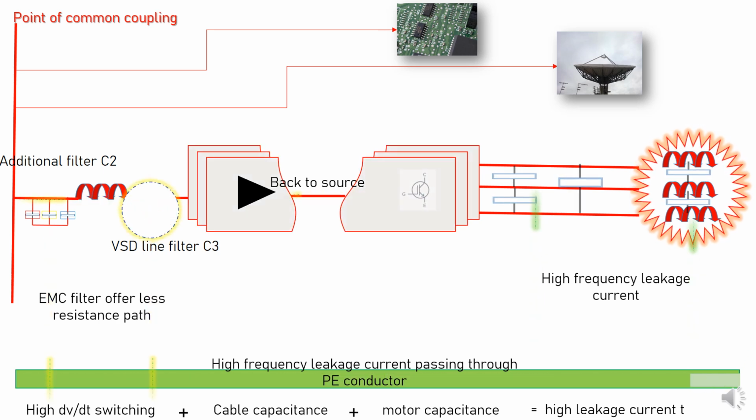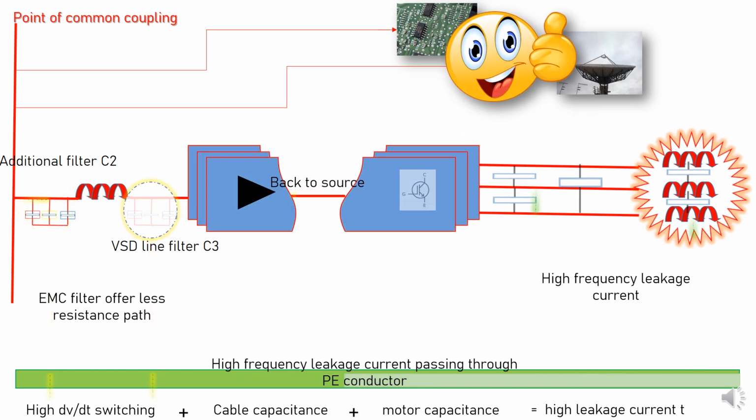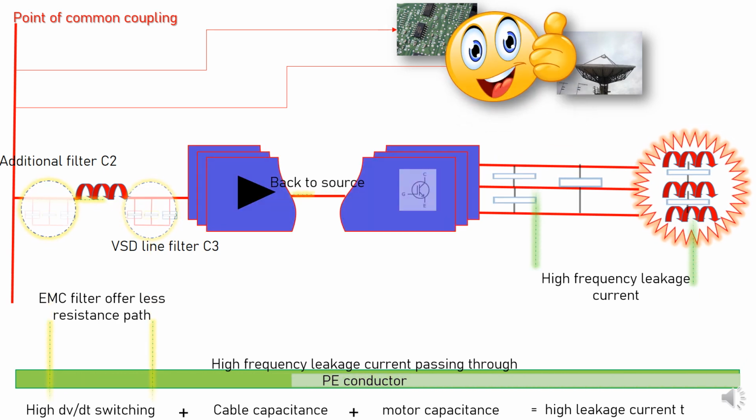You can see here, in this particular case it is passing through the conductor and going back to the source, and at the point of common coupling there is no issue at all for the side-by customer, and the electronic systems are healthy.